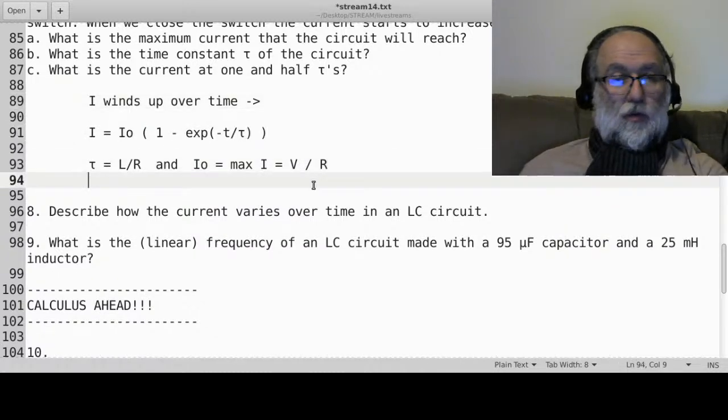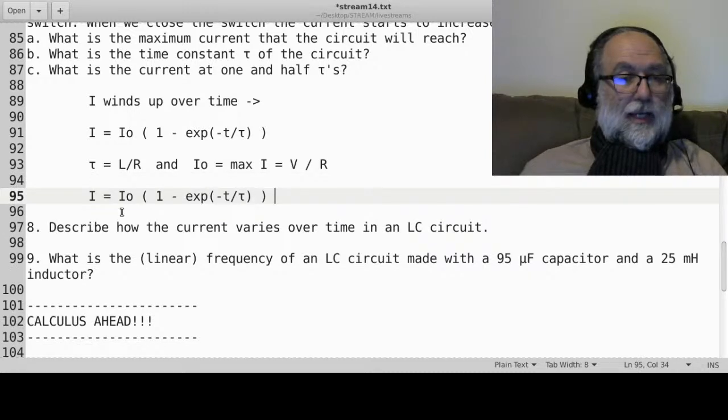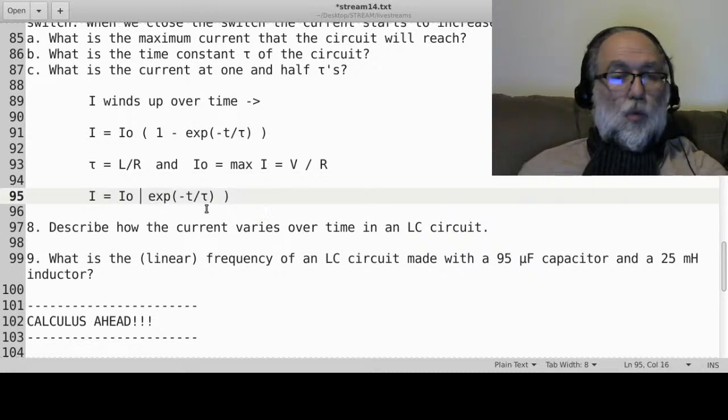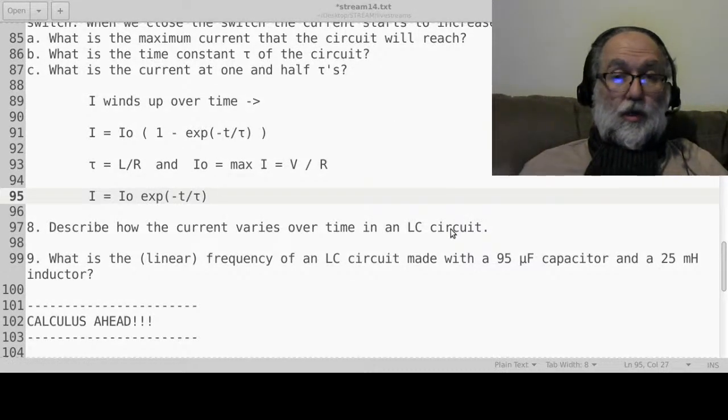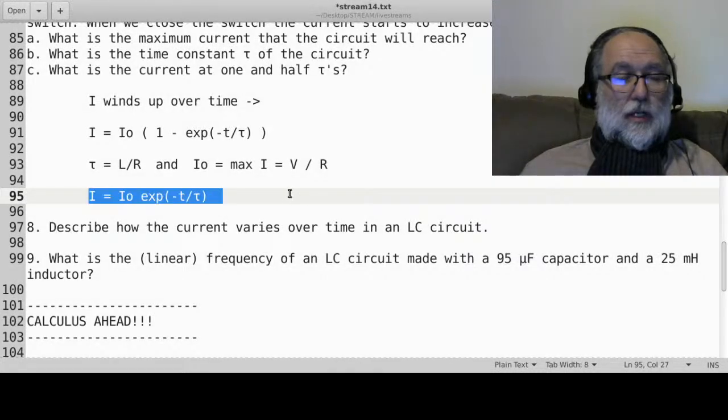Now, let me write it over here. I'll get rid of it in a second because we don't need it. But this is the one where you start at some current and decay down to 0. Start with some current and decay down to 0.